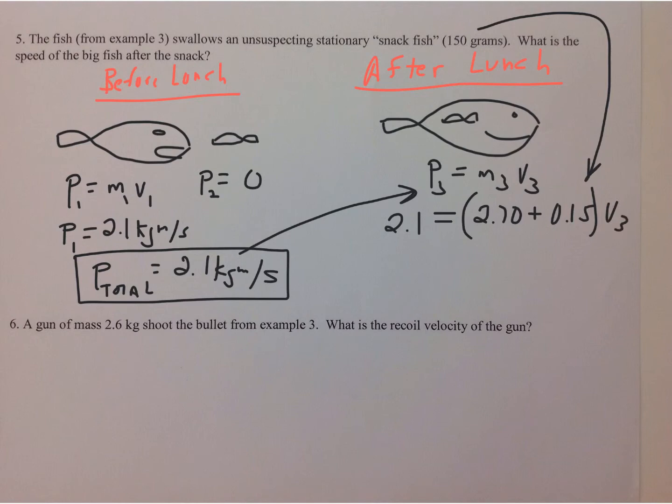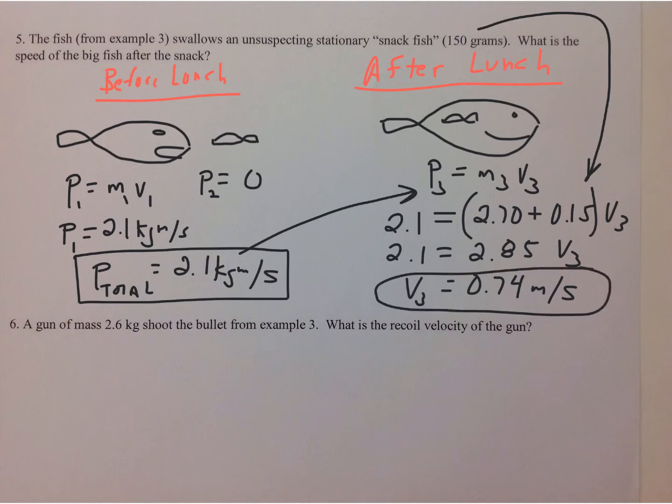Once again, if you add the 2.70 plus the 0.15, well, it's 2.1 equals 2.85 V3. We get V3, the velocity of the big fish with the little fish inside him, as 0.74 meters per second after lunch. That's our answer. Let me make that blue. There's the answer.